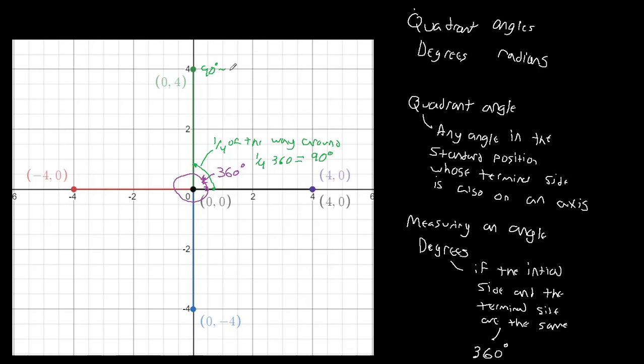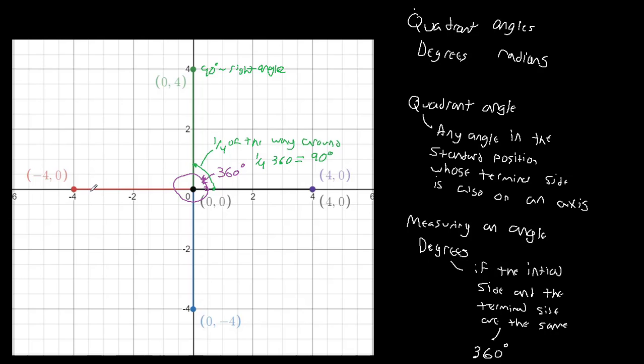And this is also often called a right angle. Hopefully that makes sense. I'm expecting degrees to be a lot more comfortable than radians. So hopefully this is making sense so far.